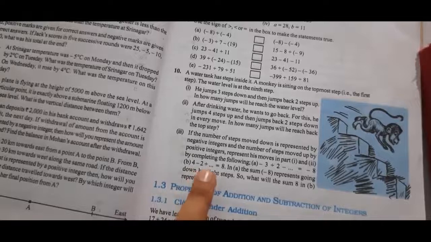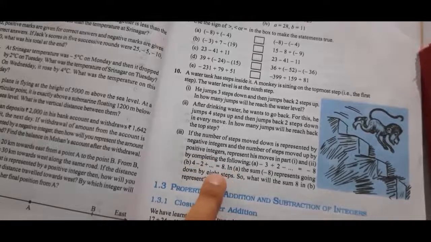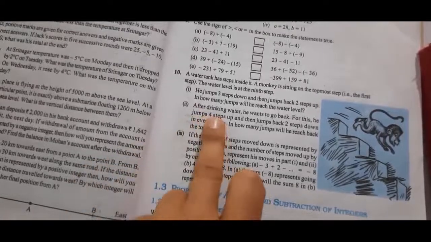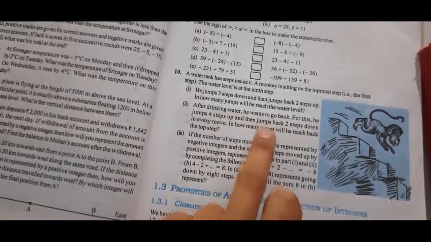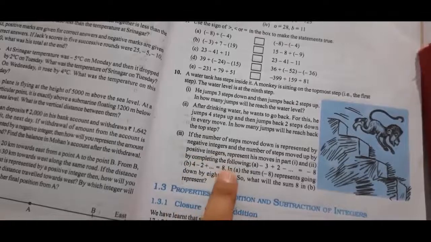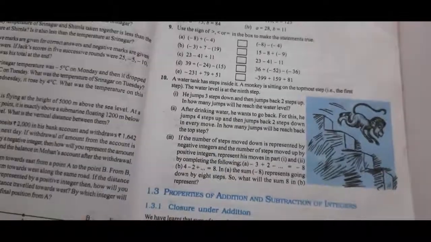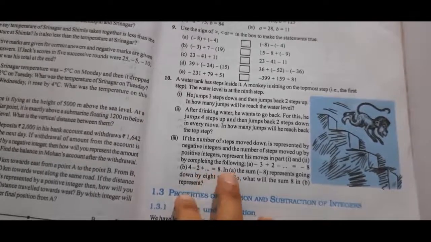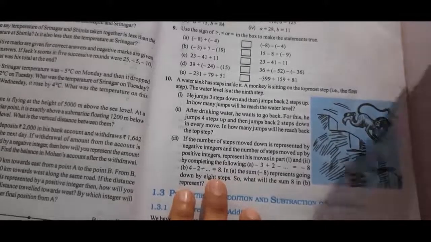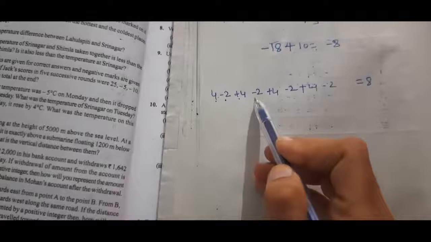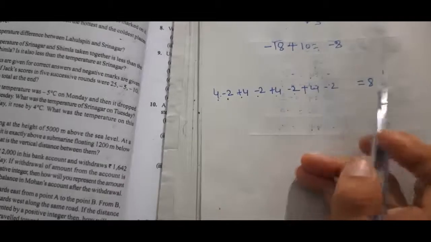4 minus 2 plus, this sum equals what here? 8. Then this part is related to the second jump. What are the second jumps? 4 steps up, then 2 steps back. Is it? That equals what now here? 8. Now the number of steps equals what here? 8. So how many jumps are needed? See, 4 minus 2 plus 4 minus 2 plus 4 minus 2 plus 4 minus 2.